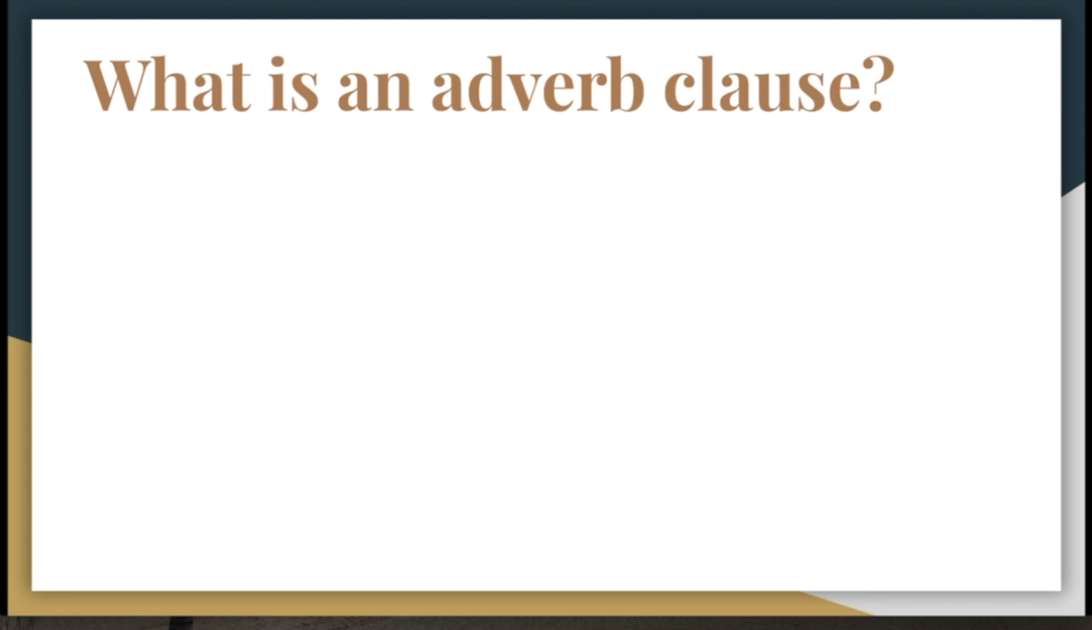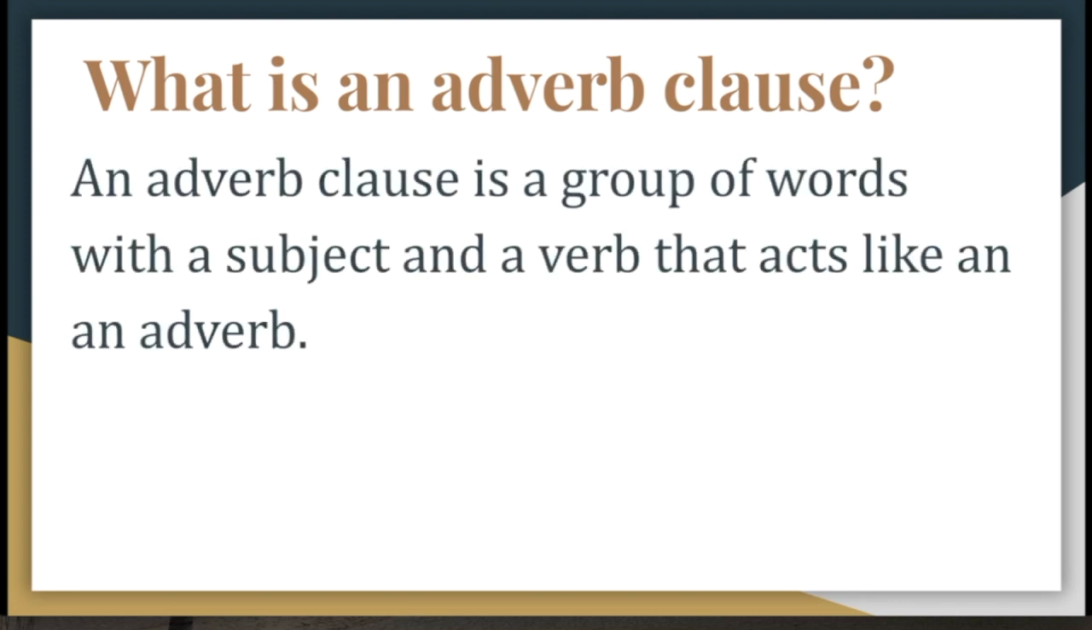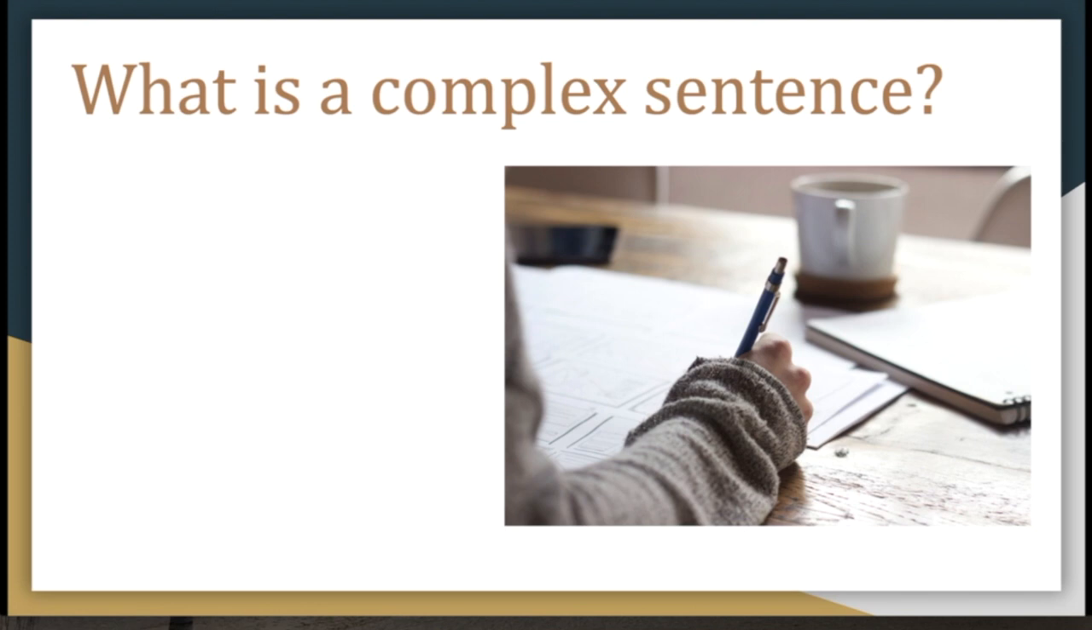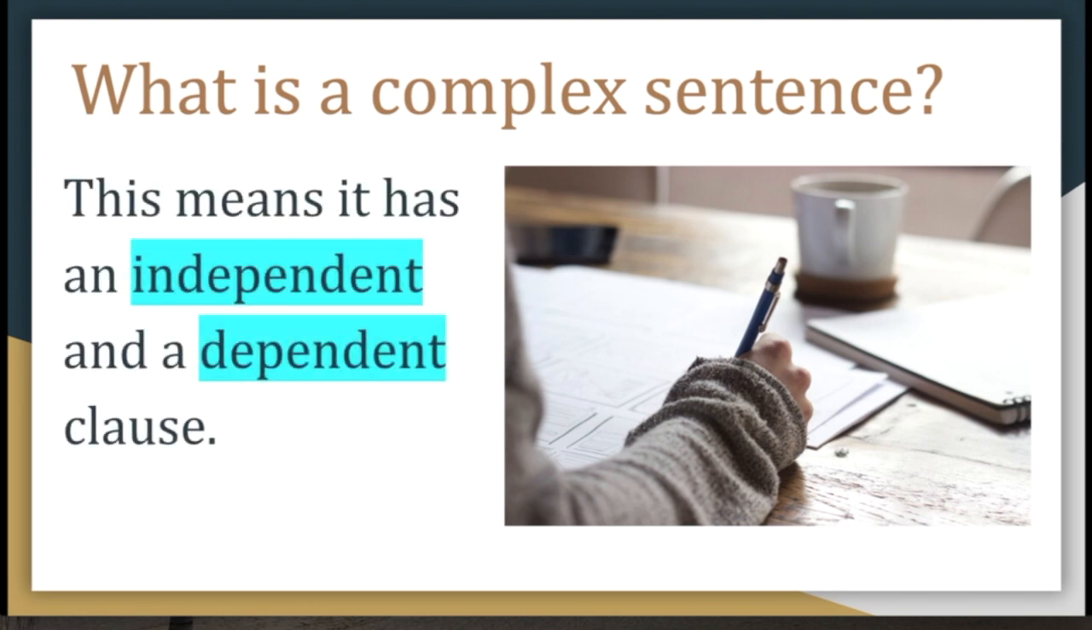What is an adverb clause? An adverb clause is a group of words with a subject and a verb that acts like an adverb. It is used in a complex sentence. What is a complex sentence? This means that it has an independent and a dependent clause.